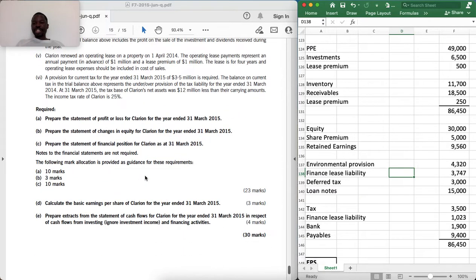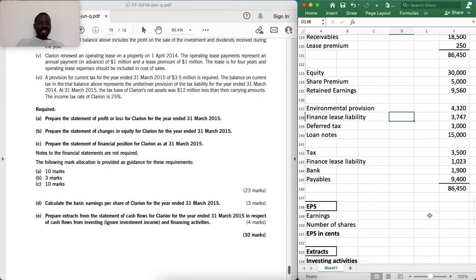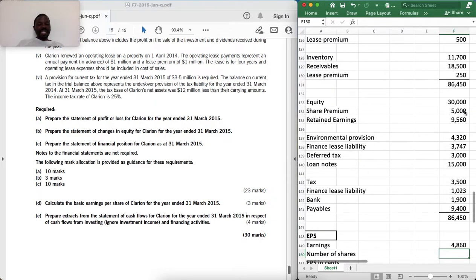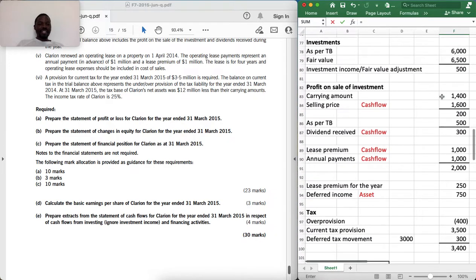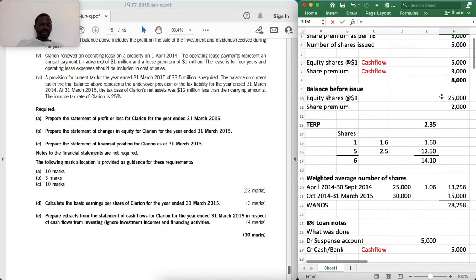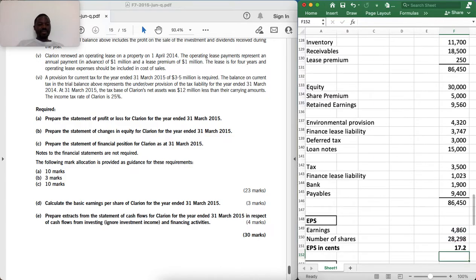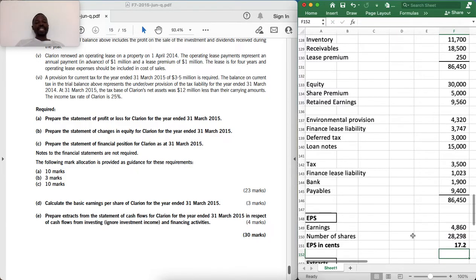Now let's continue. Calculate the basic earnings per share. We have got everything now. Our earnings, do we have our earnings? We do have our earnings here, the profit for the year. Number of shares, we calculated the number of shares above. Let's go and take them. We calculated the weighted average number of shares here. Now, our earnings per share becomes earnings divided by the number of shares multiplied by 100 cents to make it cents, 17.2 cents. That was our earnings per share for 3 marks.